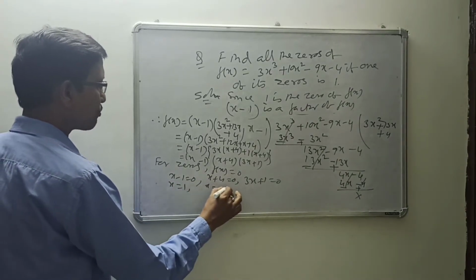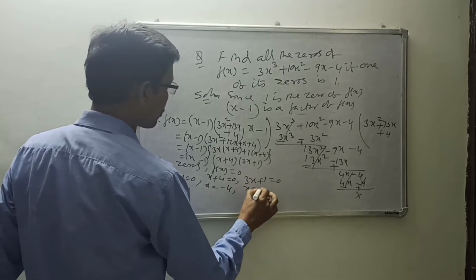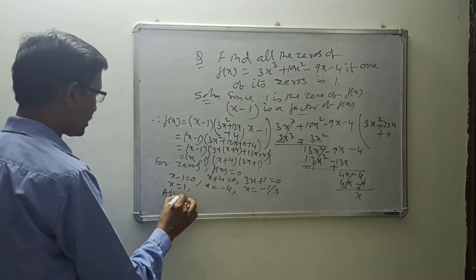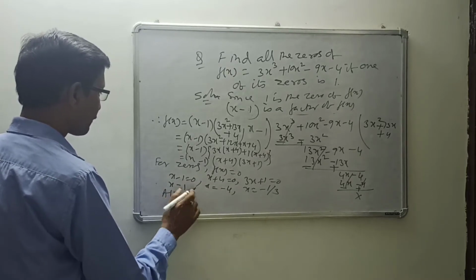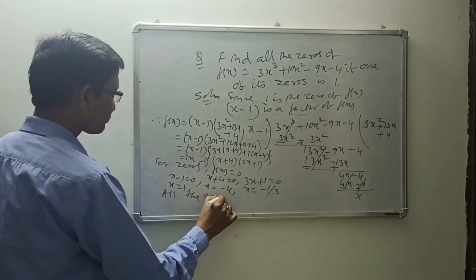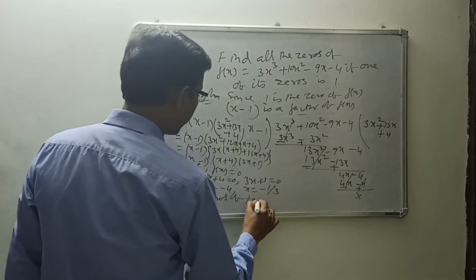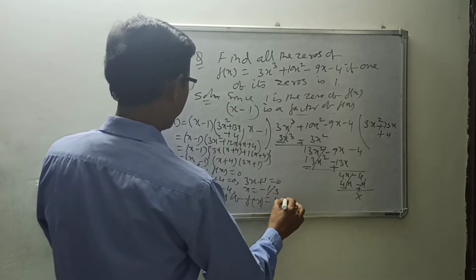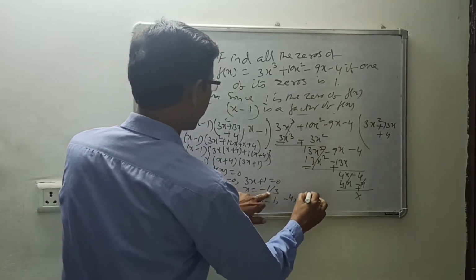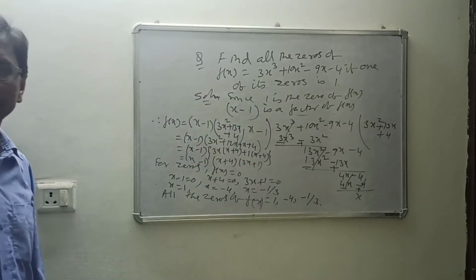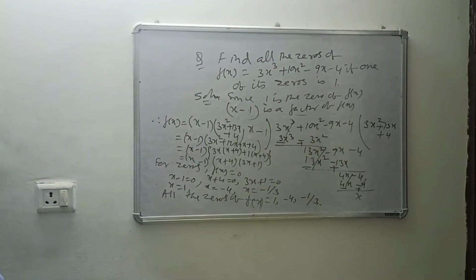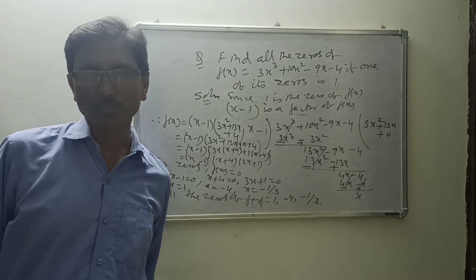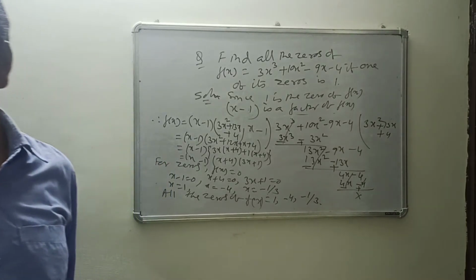Here x equals minus 4, and here x equals 1 by 3, minus 1 by 3. Therefore all the zeros of the polynomial f(x) become 1, minus 4, minus 1 by 3. Okay, so in this way, if one zero is given, then you can find the other two zeros.